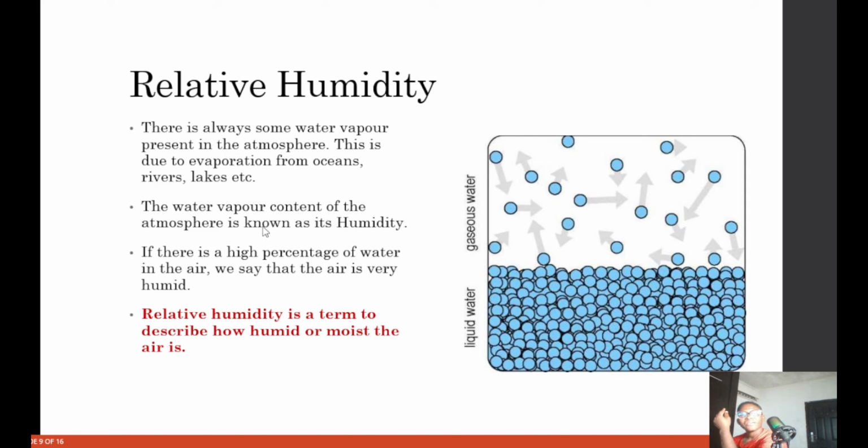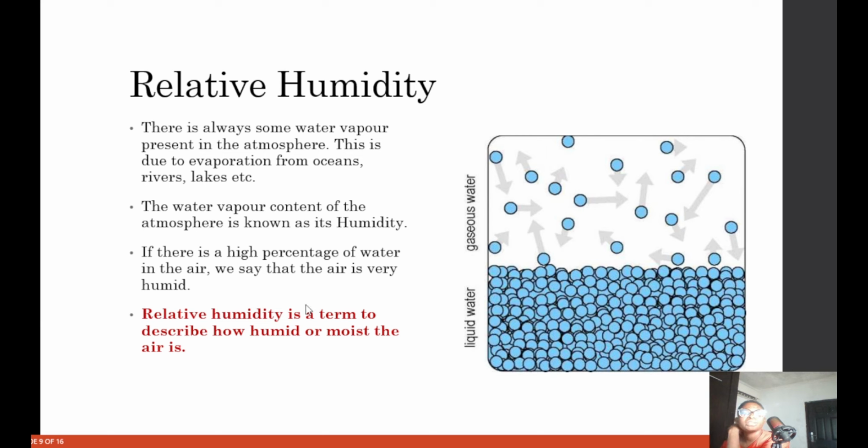The water vapor content of the atmosphere is known as its humidity. If there is a high percentage of water in the air, we say that the air is very humid.